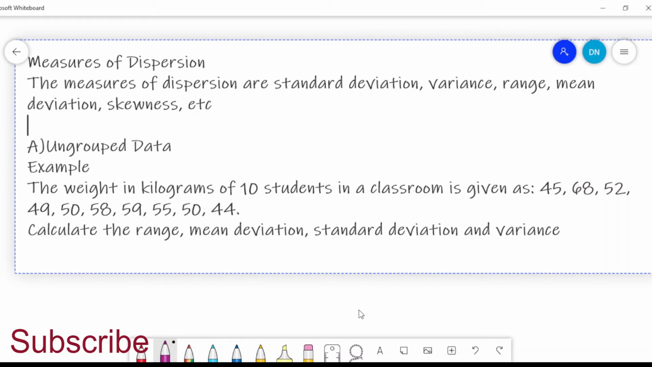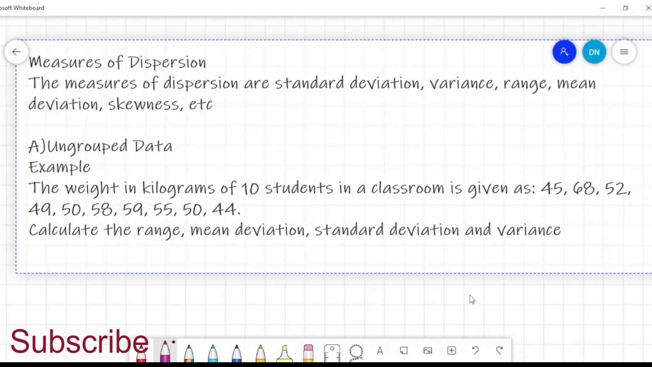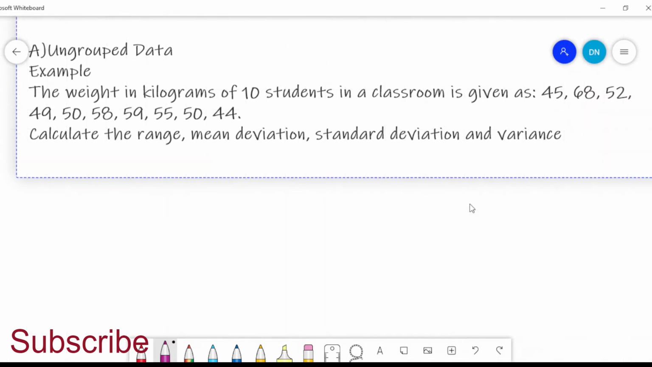Measures of dispersion. We know that the measures of dispersion are standard deviation, variance, the range, the mean deviation, skewness, among others. And the first example we want to look at is ungrouped data. We have been given the weight of 10 students, and we want to use that to do the computations that follow. So we have been given a number of activities to take here.